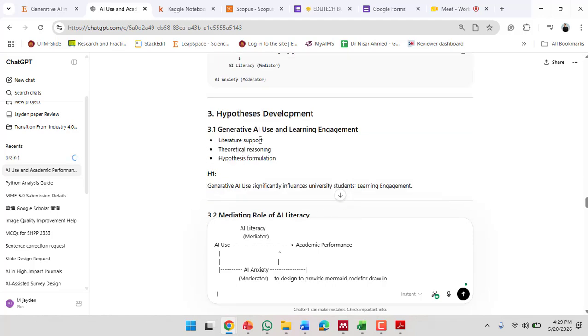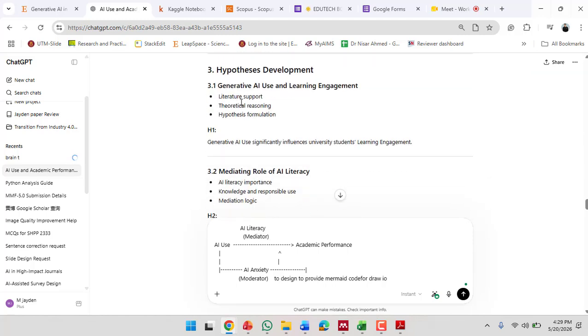So the hypothesis is that generative AI use significantly influences the university learning engagement. This is the hypothesis, and we need to test whether it is supported or not. You will find the answer at the end, in the results, when you collect and analyze the data, and you will see whether it significantly influences it or not.